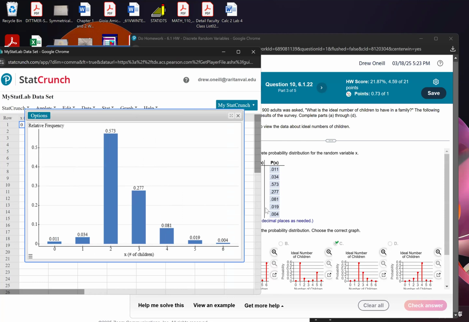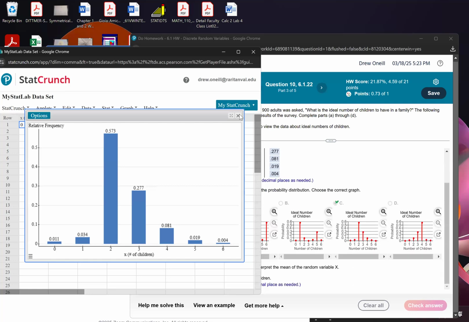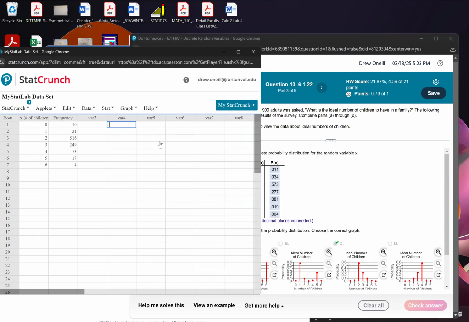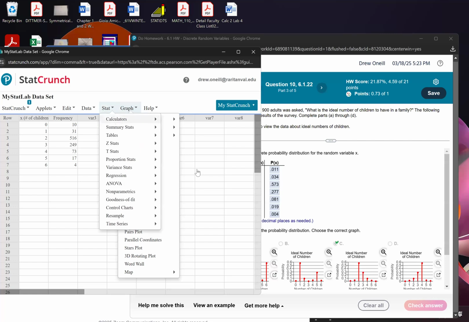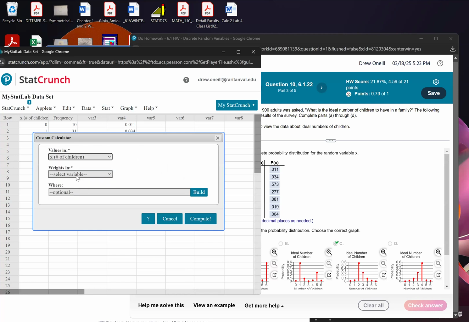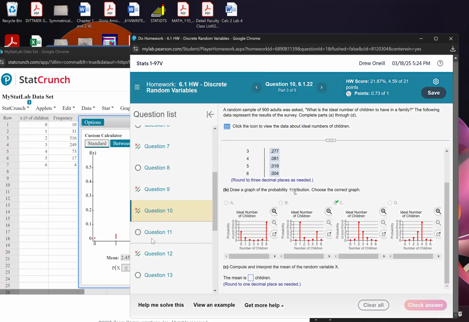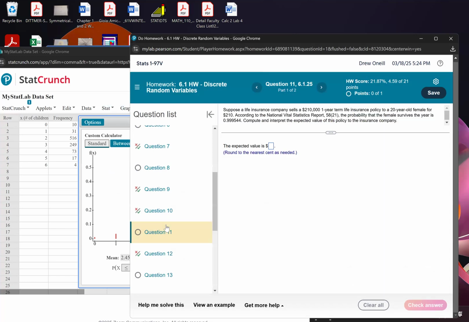And then I could re-enter this data back into StatCrunch so that when it asks me for the mean, which it will, right? So I enter this all back in, 0.011, 0.03, hit enter, 0.573, enter, 0.277, enter, 0.081, enter, 0.019, enter, 0.004. Then I just do the same thing I was doing before. I do Stat, Calculators, Custom, select my values as number of children, my weights as the new column I created, and then I will get the mean and the standard deviation, and I can complete the problem, okay? So we've used it for almost every question here, so that's a really good tool for these.